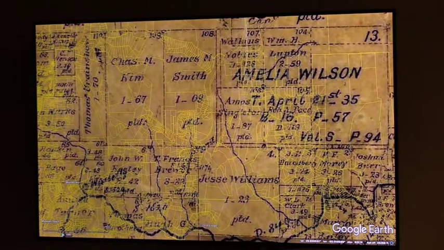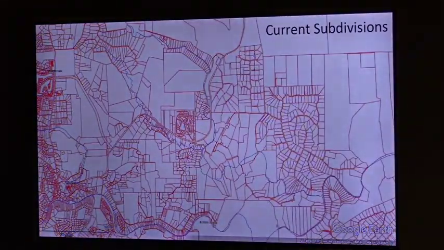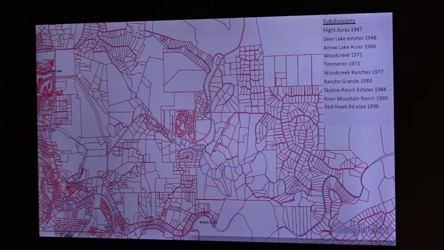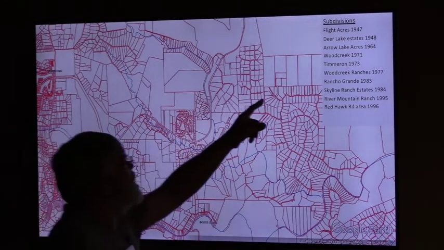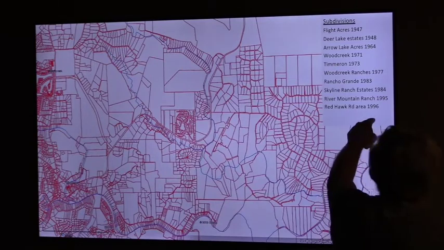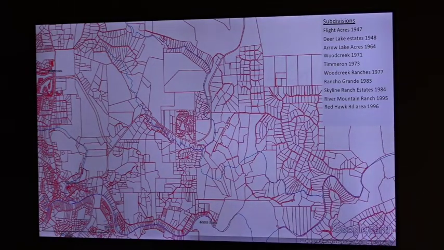So that is called land fragmentation. It's called what? Land fragmentation. This is the current subdivisions off the Hays-CAD map. And I'm going to go through them real quickly in time, from 1947 through about 1996.